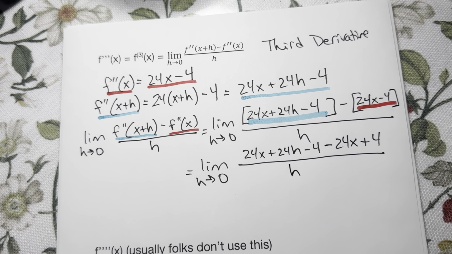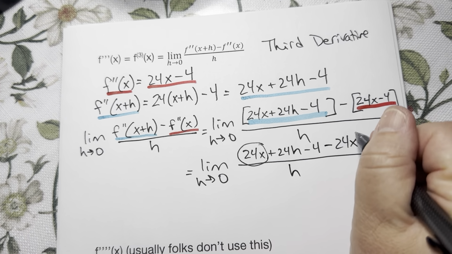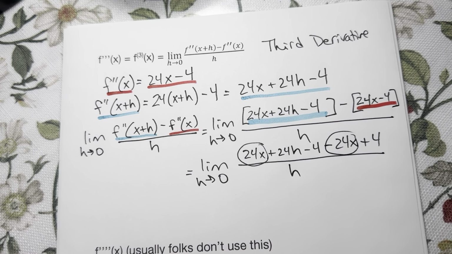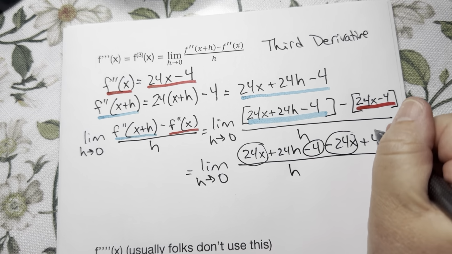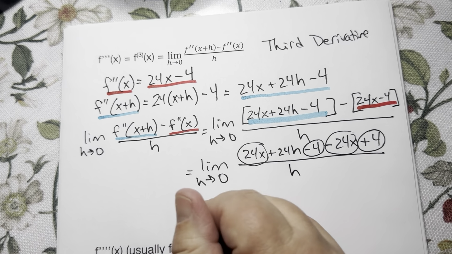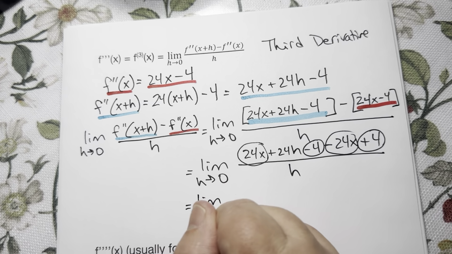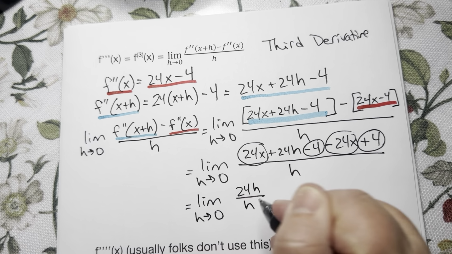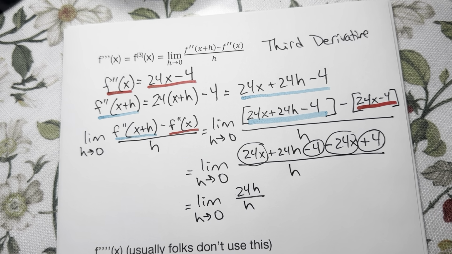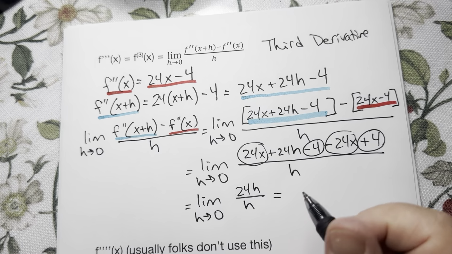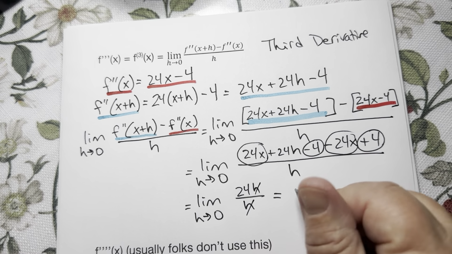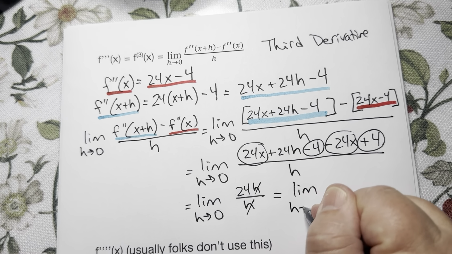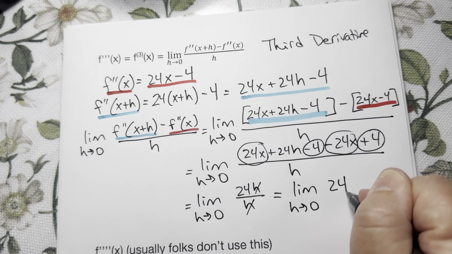And then we go, oh, the 24x and the minus 24x cancel out. The minus 4 and the plus 4 cancel out. So all we've got is the limit as h approaches 0 of 24h over h. Now, if we just plug in now, we're going to get 0 over 0, so that's no good. But if you remember, we should go ahead and cancel the h's. Then we've got the limit as h approaches 0 of 24.